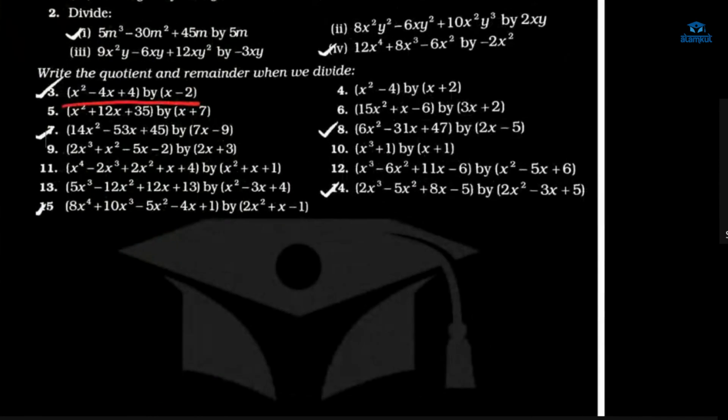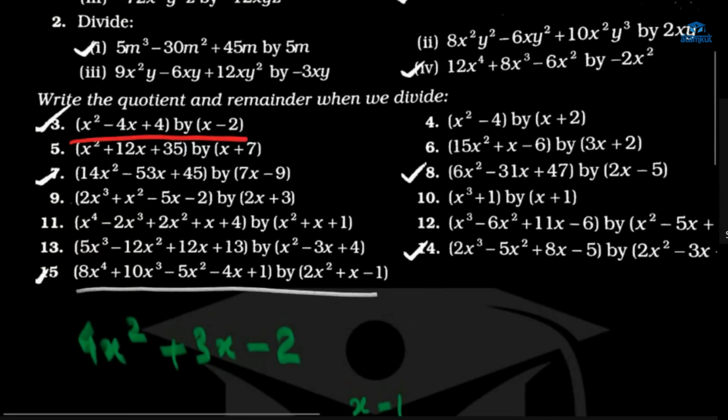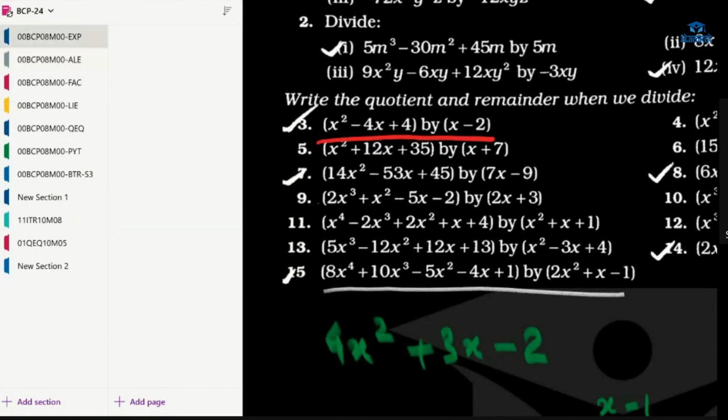Okay, so division. So do this division. I got the quotient as 4x square plus 3x minus 2 and the remainder as x minus 1. Are you getting the same, Kashvi? Yes, ma'am. Okay, fine. It means you people can do the question.